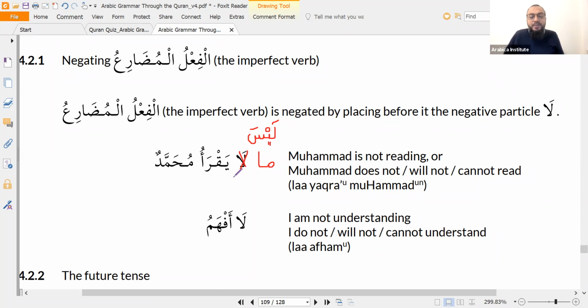Good. So if you're going to use laysa, you have to conjugate it. Lastu aqra'u. So if I say la adri, I don't know, you say ma adri. Say I don't know using laysa. Lastu adri. Yeah.